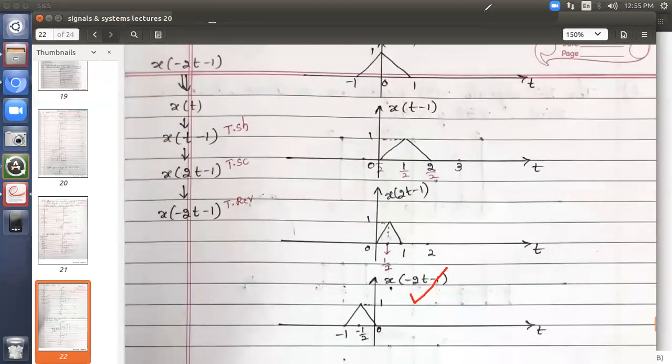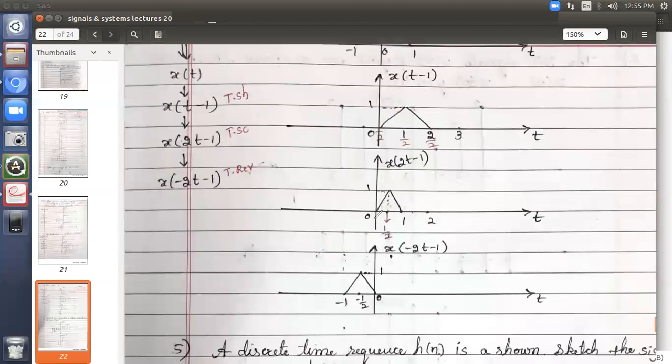How to find the mirror image? Let's see. As I have told you, when we go for time reversal, whatever positive time is there will become negative time, and whatever negative time will be there, it will become positive time. Just like in the mirror, when you stand, your right hand will become left and left will become right. Similarly, whatever positive times are there, put a negative sign before it. 0, you will not change. 0 will be 0 only.